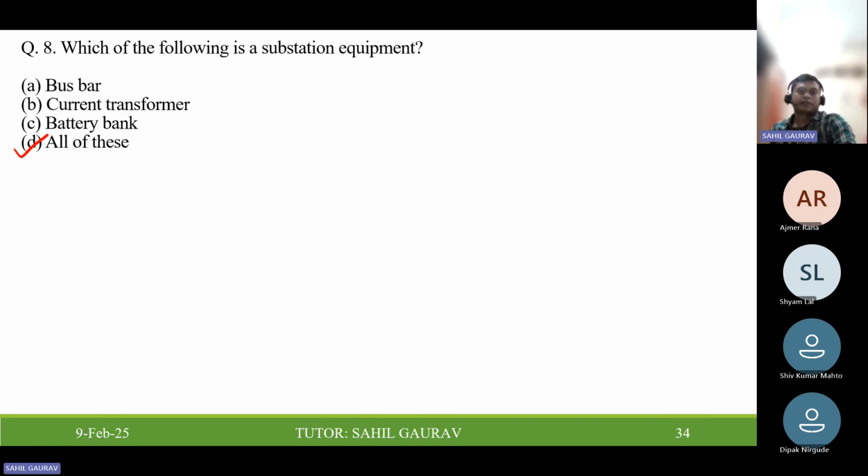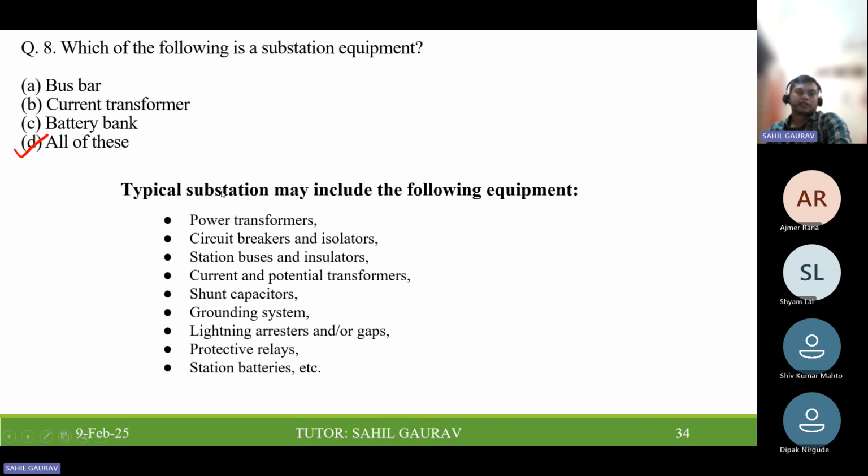The eighth one is: which of the following is substation equipment: bus bar, current transformer, battery bank, all of these. So all are the equipment, all are items present in a substation. So all of these is the correct answer. And here you can see the equipment present in a substation. The equipment includes power transformers, circuit breakers and isolators, station buses and insulators, current and potential transformers, shunt capacitors, grounding system, lightning arresters and or gaps, protective relays, and station batteries.